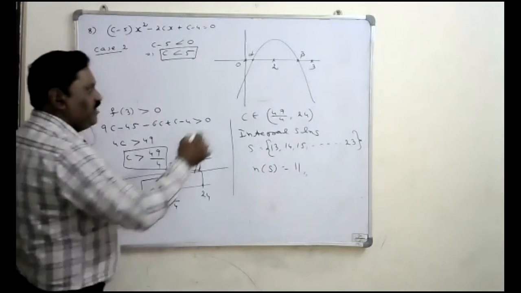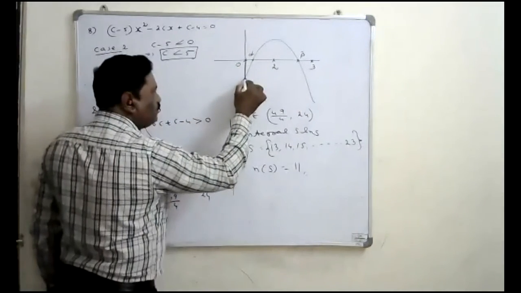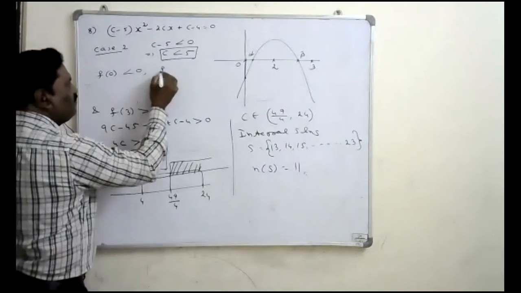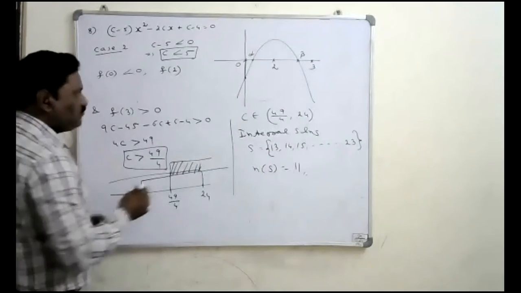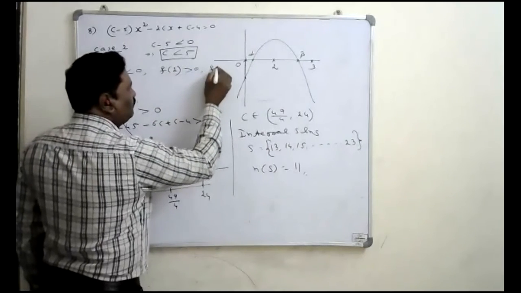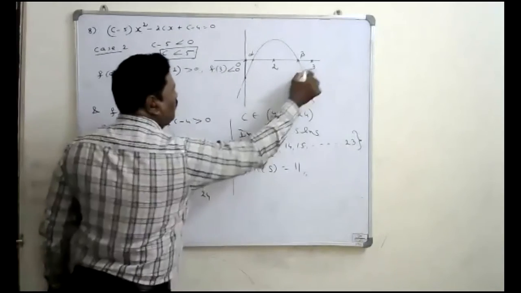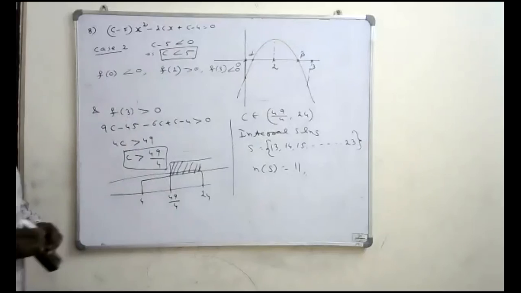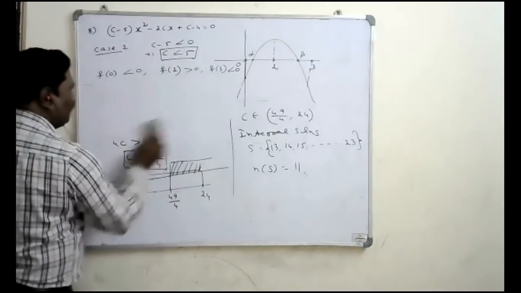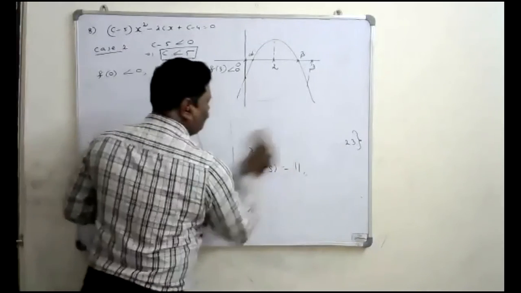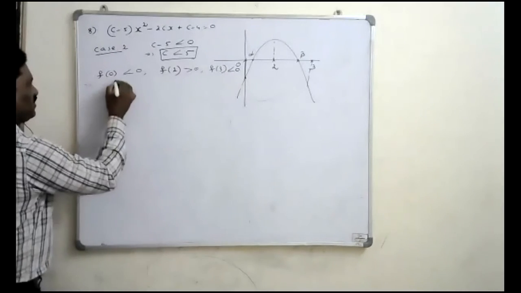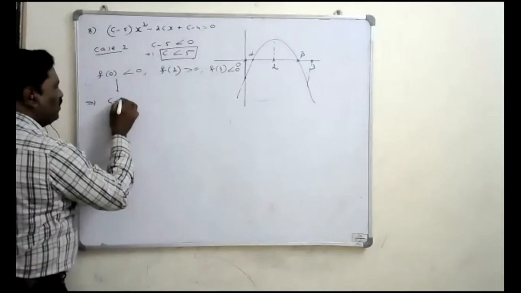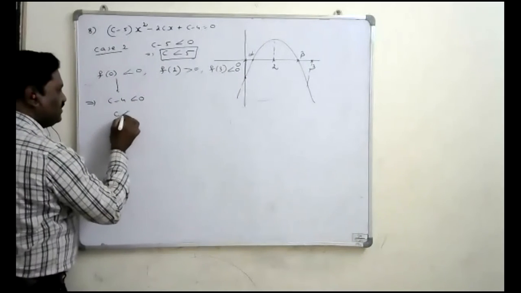If I take x equal to 0, what is f of 0? Negative. What about f of 2? Positive. What is f of 3? Negative. The values at 0 and 3 are negative, and the value at 2 is positive. This is the condition. Now first we take f of 0 less than 0. Putting x equal to 0, c minus 4 is less than 0, therefore c is less than 4.